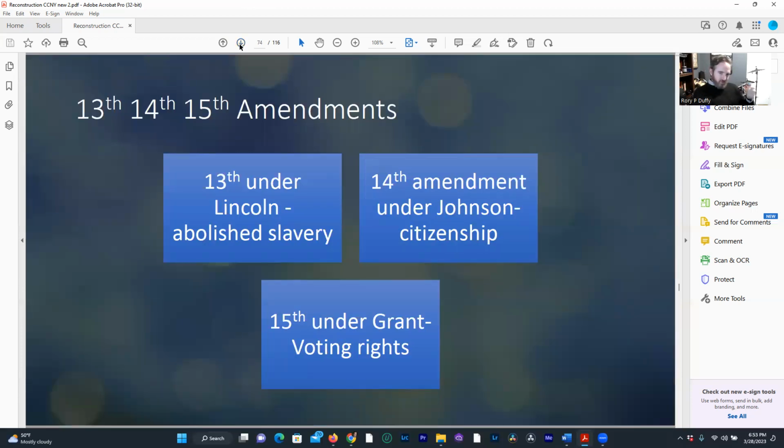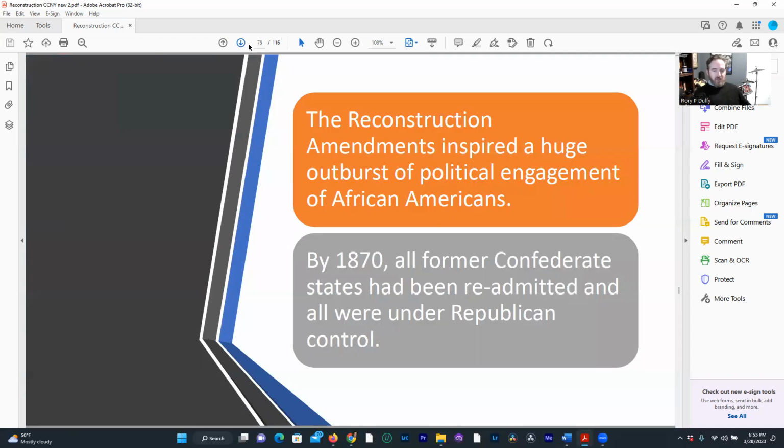Now, know that the 13th was under Lincoln, abolished slavery. The 14th was under Johnson, citizenship rights, although Johnson did nothing for it, it's just under his administration. The 15th under Grant, voting rights. The Reconstruction amendments inspired a huge outburst of political engagement by African Americans.